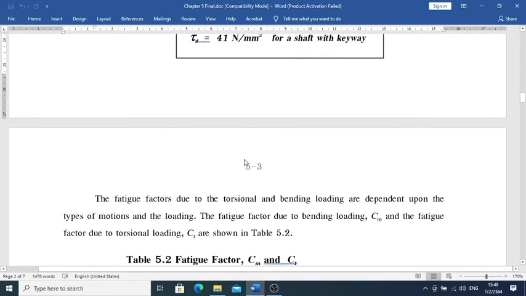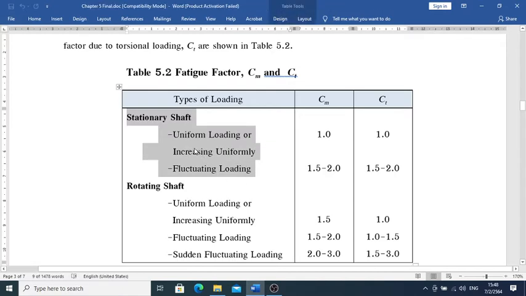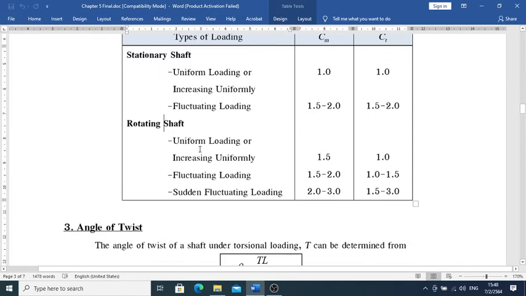So this is a very sensitive value, the fatigue factors Cm and Ct. For the stationary shaft, which is a structural component, with uniform loading or gradually applied loading, Cm and Ct are 1. For suddenly applied loading, the factor is 1.5 to 2. For the rotating shaft with uniform or gradually applied loading, Cm is 1.5 and Ct is 1.